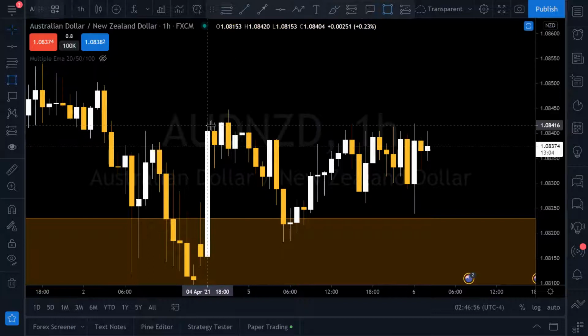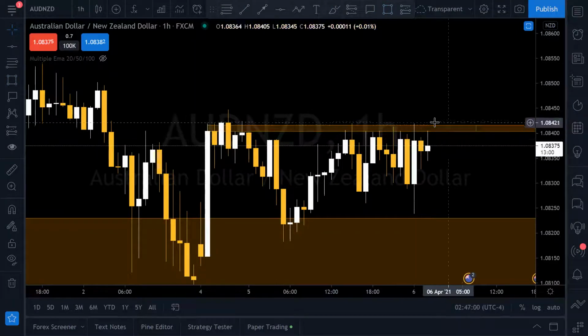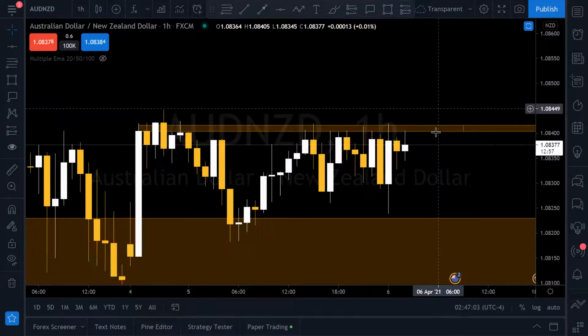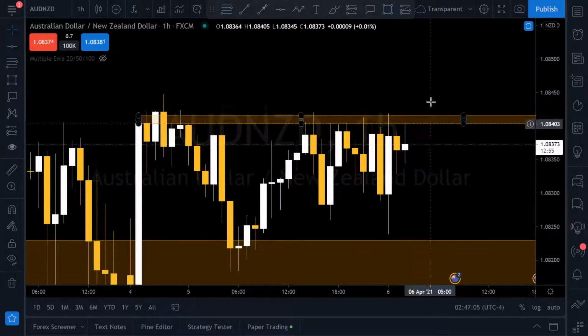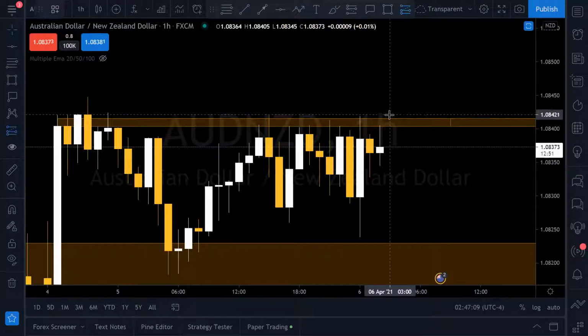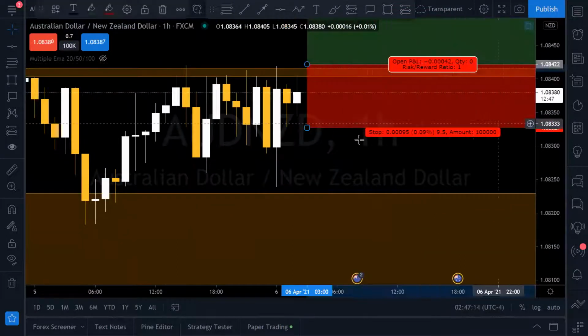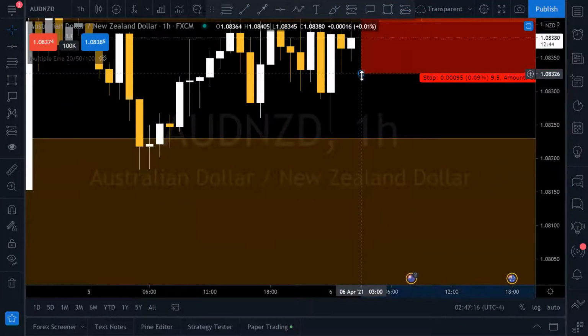You understand that logic now? We're waiting for price to break and close above this level, break and close above this level, and we can get in here. And let's set up what it should look like. Okay, let's move this out some. All right, where we're going to put our stop loss.